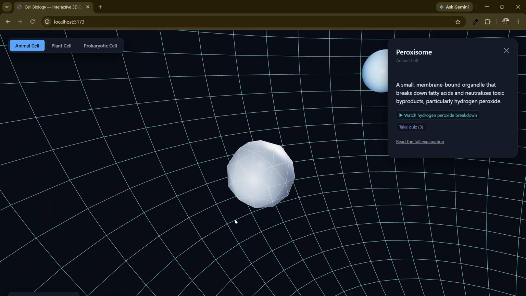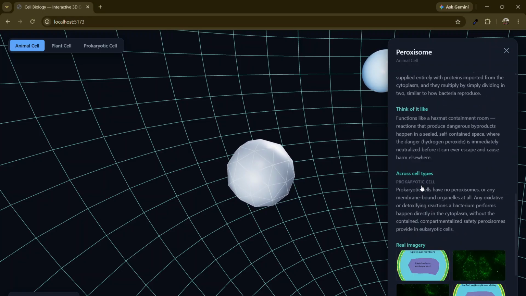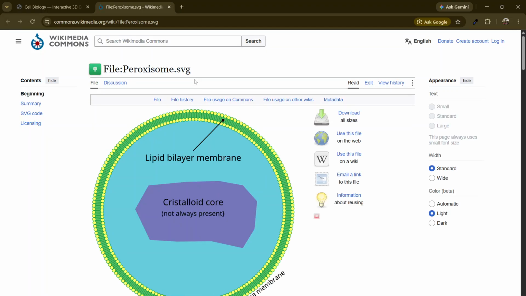Peroxisome, a small membrane-bound organelle that breaks down fatty acids and neutralizes toxic byproducts. So you get a quick little summary at the top, but then if I read the full explanation, I can read. I'm not going to read all this. Now I am using an API down here, so I can ask a question about the peroxisome. I could simply just say, what is this? And then I've got some images here, which is kind of cool. Let's check it out, what we've got.